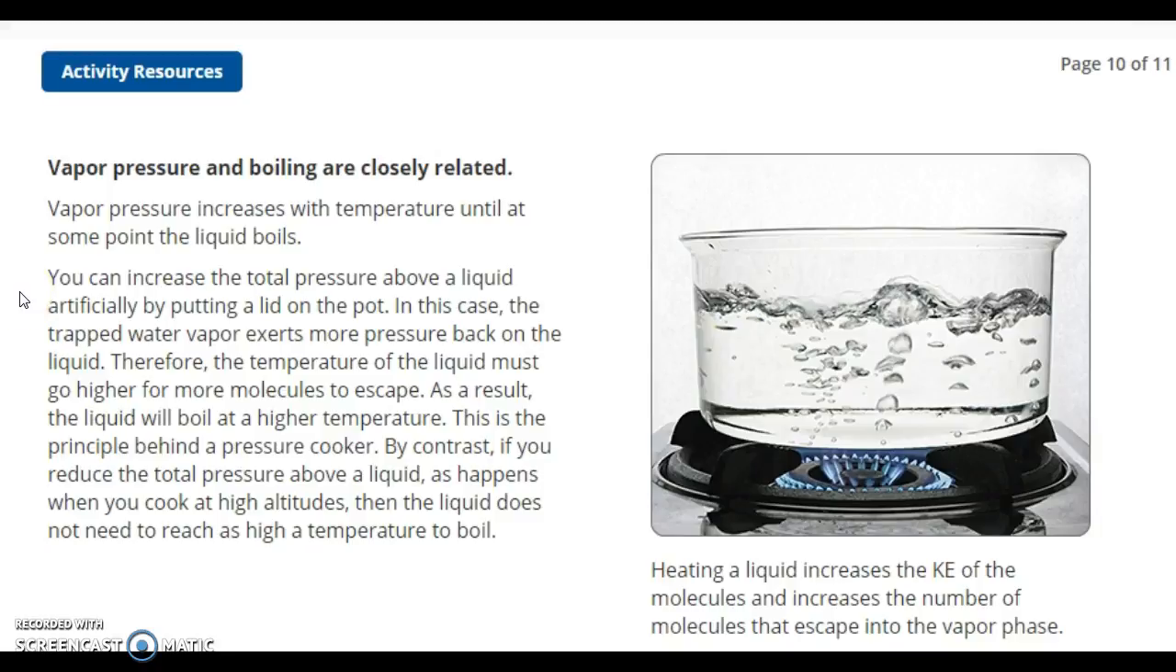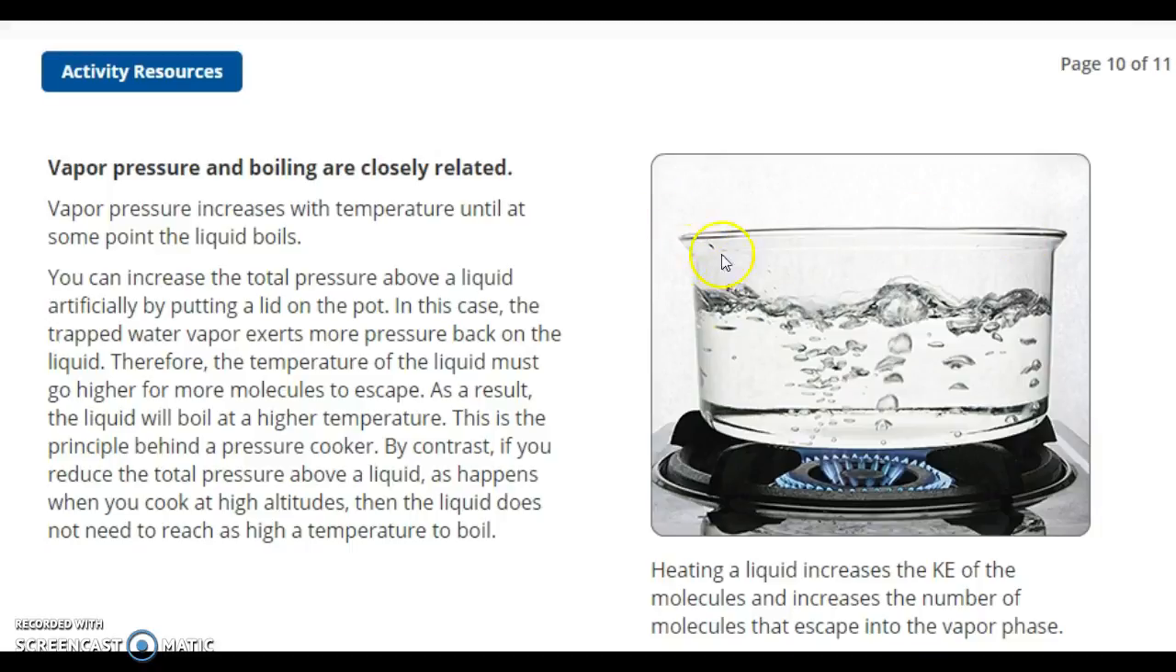You can increase the total pressure above the liquid. So if this was sealed, we'd be talking about the pressure of this gas right in here. You can increase the total pressure above a liquid artificially by putting a lid on the pot. In this case, the trapped water vapor exerts more pressure back on the liquid. Therefore, the temperature of the liquid must go higher for the molecules to escape.